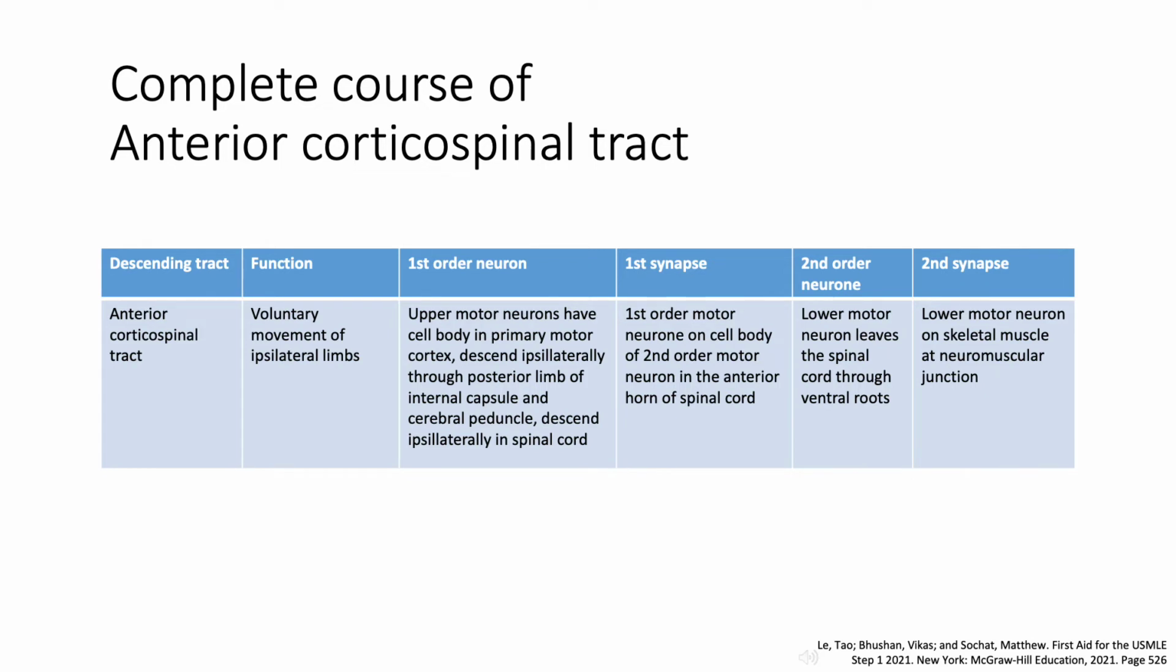First synapse, where is it? It is in the anterior horn of the spinal cord. It is where the first order neuron, the upper motor neuron, synapses with the second order neuron, the lower motor neuron. So this helps us with the next part of the table. What is the second order neuron? It is the lower motor neuron leaving the spinal cord through the ventral roots. And then second synapse, once again, it is the neuromuscular junction where the lower motor neuron communicates with the skeletal muscle that we're interested in.